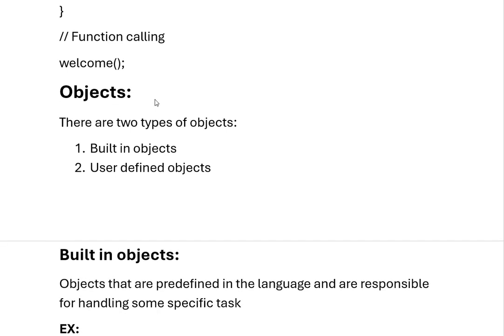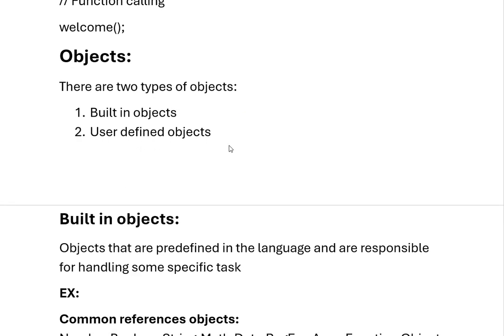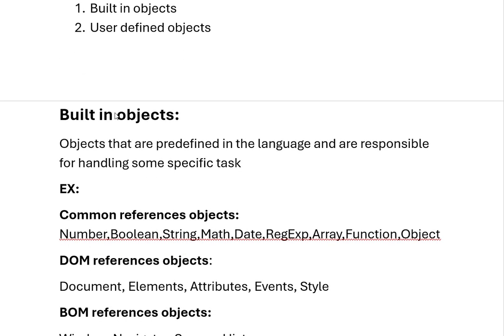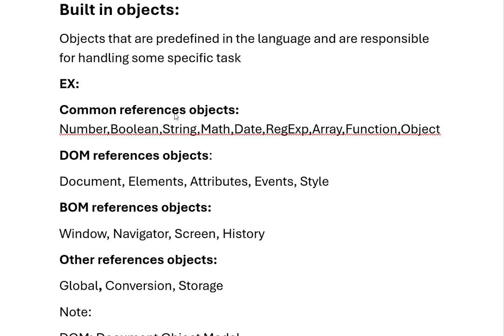The next topic is objects. There are two types of objects. One is built-in objects and second one is user-defined objects. First one, built-in objects. Objects that are predefined in the language and are responsible for handling some specific task. Examples: common reference objects: number, boolean, string, math, date, etc.